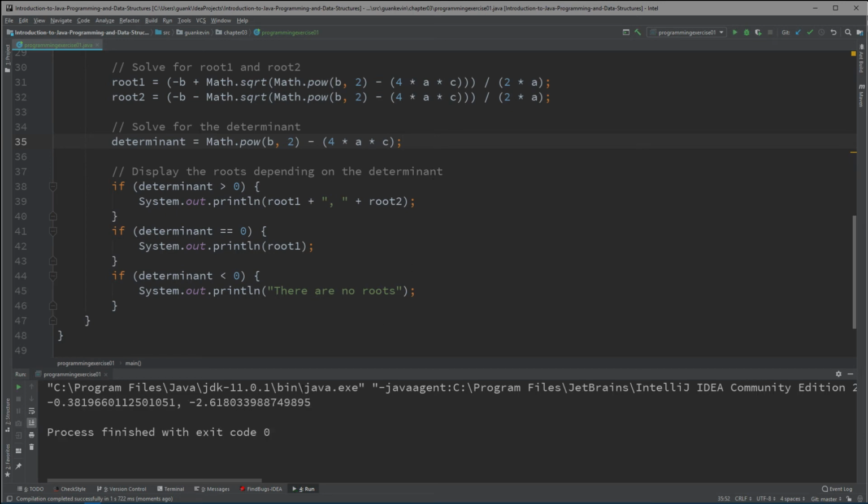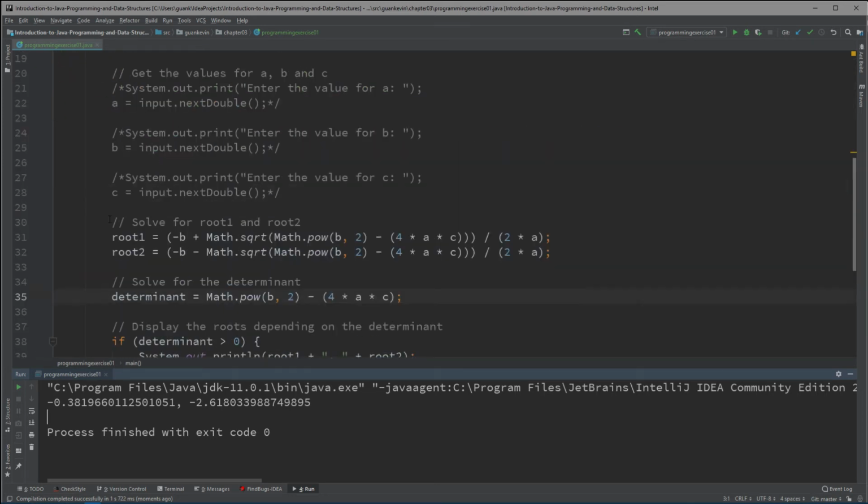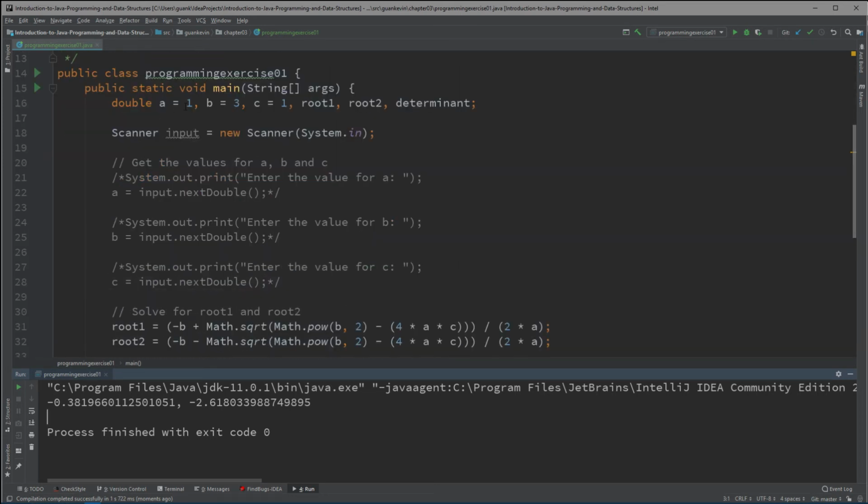And what do we get? We get just one thing. We get that it displays the roots, 2 roots in fact. Therefore, we know that determinant is greater than 0. So what happened is that, let's start from the top. I assign the value 1 to A, 3 to B, 1 to C. Root 1, root 2, and determinant are variables that I will solve for.